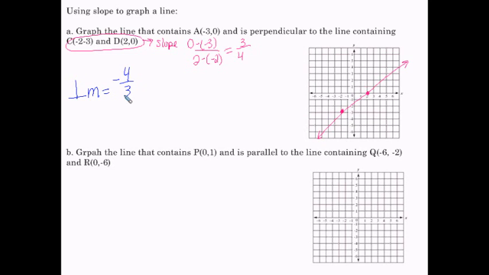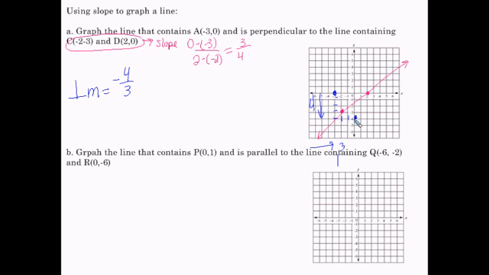So I'm going to find this point. -3, 0 is right here. Here that's going to be perpendicular to this. And the slope I want for that is -4/3. So I'm going to go down 4 and then over 3. So 1, 2, 3, 4.